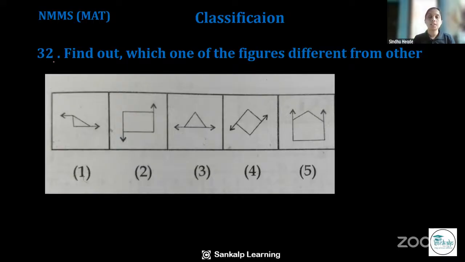Let us see question number 32 of the concept classification non-verbal. Find out which one of the figures is different from the others. Here also 5 images are given. All the outer shapes contain different structures. For example, image 1 contains a triangle, image 2 is a square, image 3 is again a triangle, image 4 has 4 straight lines outside and image 5 is also different.